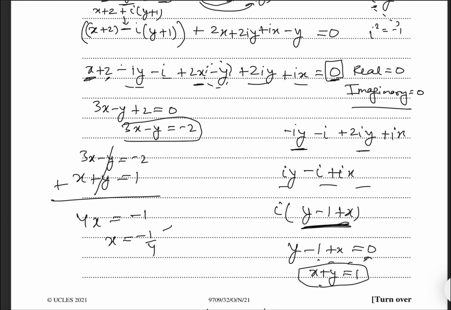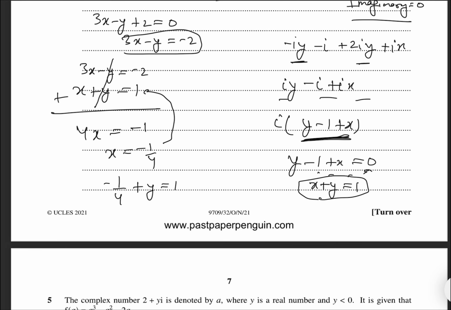Just put it in this equation. So it would be negative 1 by 4 plus y equals 1. Send this negative 1 by 4 to the other end. y equals 1 plus 1 by 4, that is 5 by 4.